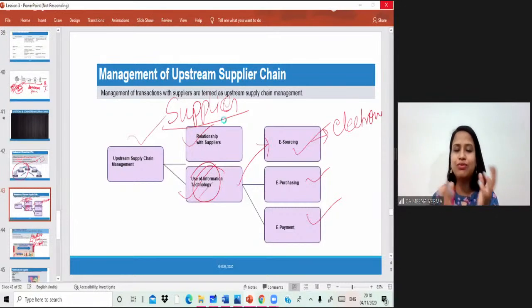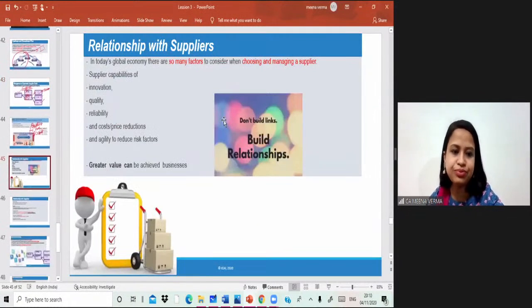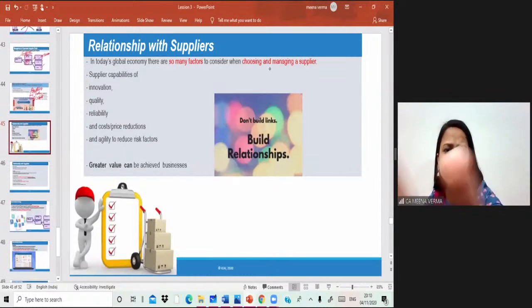You have seen that whenever you buy a product through Amazon, you can make the payment through debit card, credit card, or Paytm, or any other online medium. So e-payment is possible. You don't need to pay cash. So this is what happens nowadays.